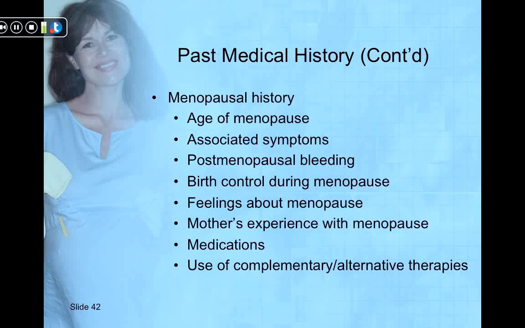Menopausal history. How old were they when they went through menopause? Did they have any menopausal symptoms? Have they had any bleeding since menopause? We talked about that in earlier slides. During that perimenopause and menopausal period, are they using condoms? Are they at risk of getting pregnant?